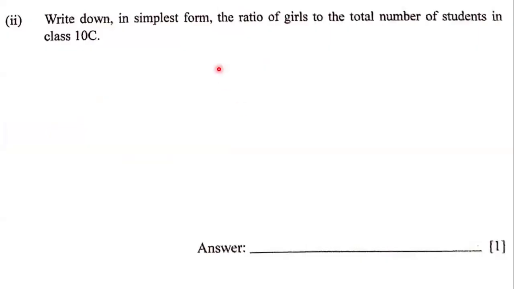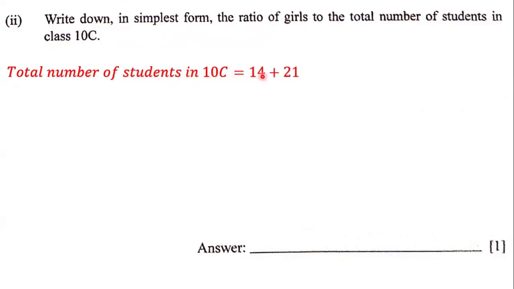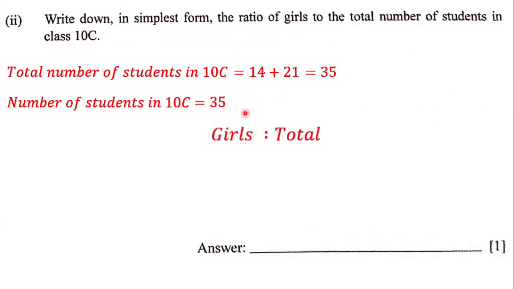Next, it says write down in simplest form the ratio of girls to the total number of students in class 10C. So the total number of students in class 10C is, we have 14 boys and 21 girls. When we add that, we get 35. So the total number of students in 10C is 35 students.